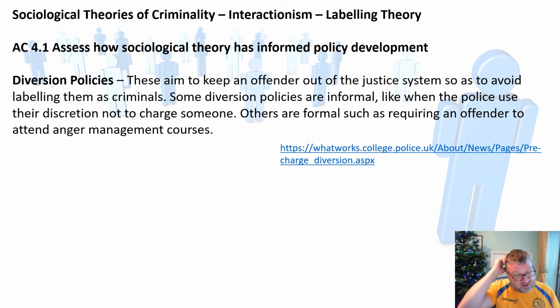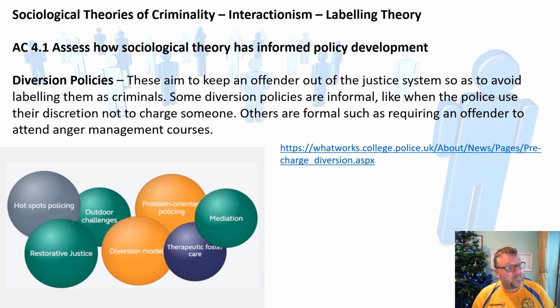And you can click on this link here and it will go through to the What Works, which is from the Royal College of Policing, which talks about pre-charge diversion, avoiding labelling people as criminals, etc., and different strategies for that. So worth a look, that. And these are some of the ideas that they have as a result of that policy. So hotspots policing, restorative justice, problem-orientated policing, diversion models, mediation, etc.